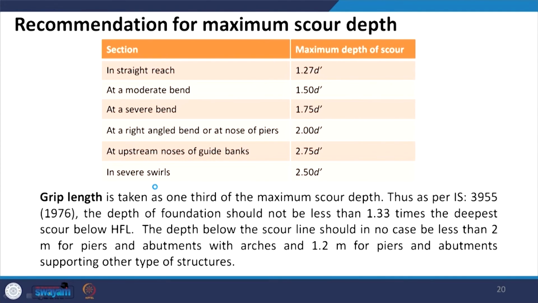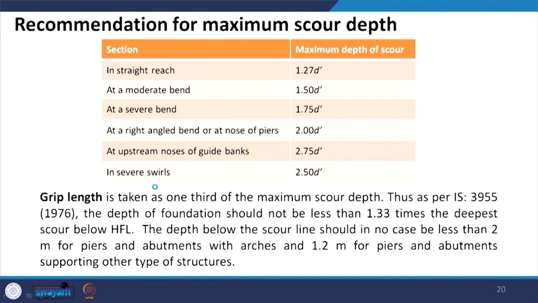At a moderate bend it is 1.5 times, at a severe bend 1.75, and at a right angle bend 2. At upstream noses of guide banks it is 2.75, and in severe swirls 2.5. So, depending on your situation, you can find the value of the maximum depth of scour, which can be obtained depending on the value of D. The grip length is taken as 1/3 of the maximum scour depth, which we have already discussed.